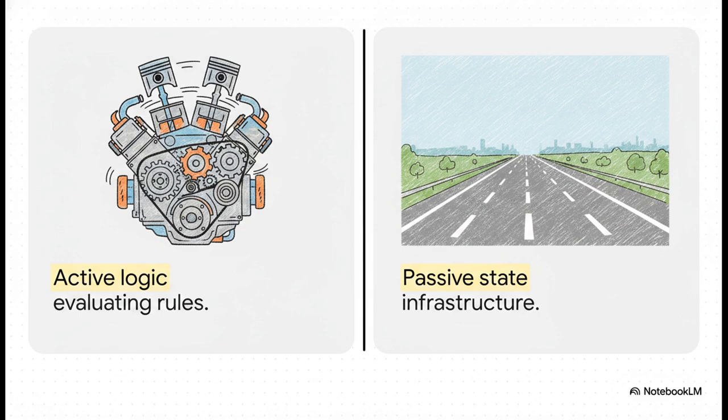The car engine represents local, active logic. It's actively evaluating rules, burning fuel, making decisions. But the highway, that's the global passive state. The highway doesn't make decisions at all. It's just fixed, undeniable infrastructure that simply records where you are. You absolutely cannot blend these two concepts, or, honestly, your entire architectural understanding just completely breaks down.